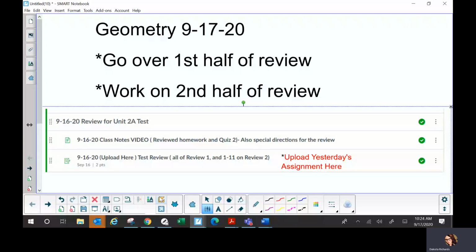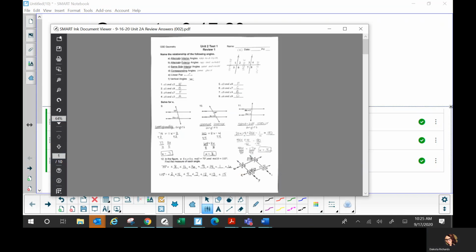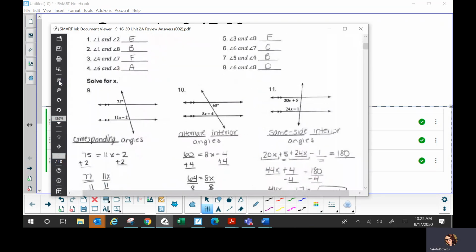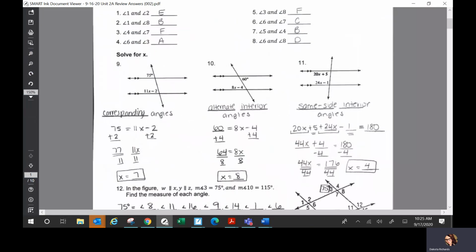Yesterday, you had to do the first half of the review. Today, we're going to finish that. So, let's look at those answers and see what you have questions about. The first section was matching. You had to determine what kind of angles those were.